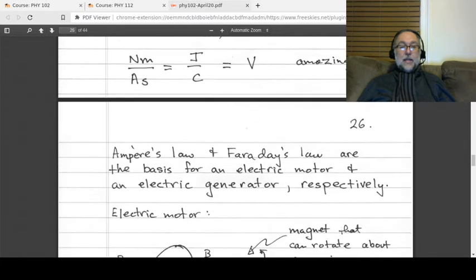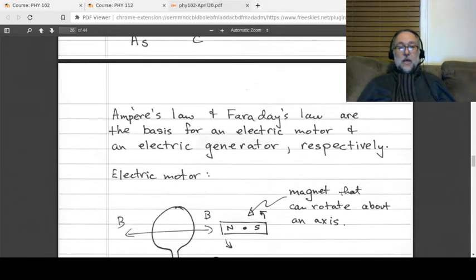All right, and now we can actually describe two very important devices in our modern world, and they are the electric motor and the electric generator. Ampere's law is the law which governs how an electric motor works, and Faraday's law is kind of the opposite of Ampere's law. It's how an electric generator works. So let's just take a look at those two devices qualitatively.